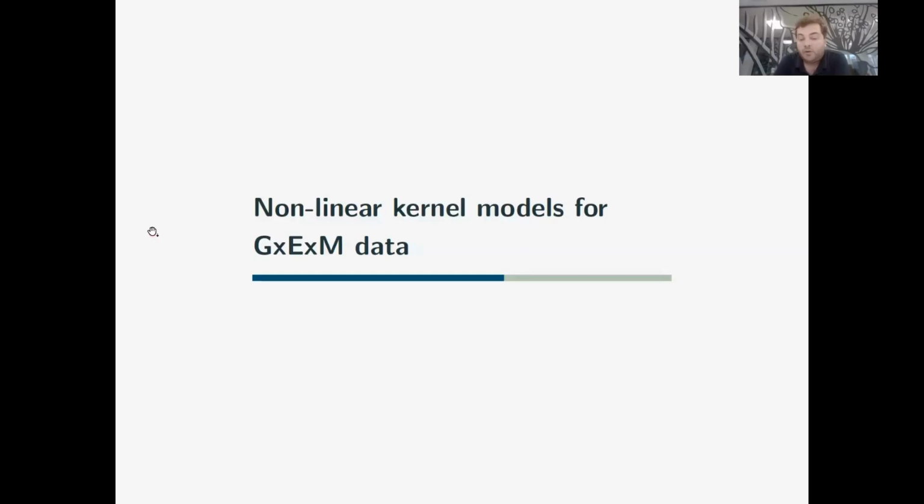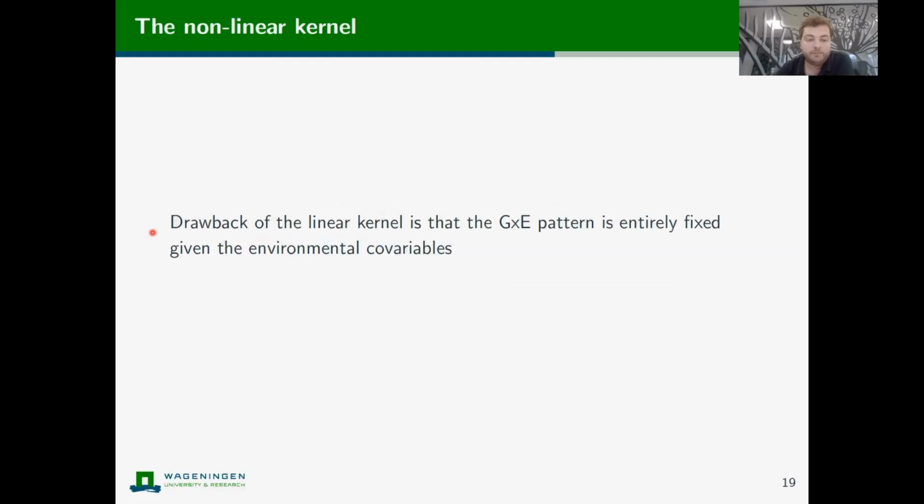Then, those were the linear kernel models, and now we can move on to the nonlinear kernel models. Why would you want that? A drawback of the linear kernel is that the G by E pattern is completely fixed, right? Because remember that I mentioned that this matrix C, this linear kernel, is essentially a correlation matrix. That means that we don't leave any kind of estimation to do in the model. This is just what you're going to get, and that's it.